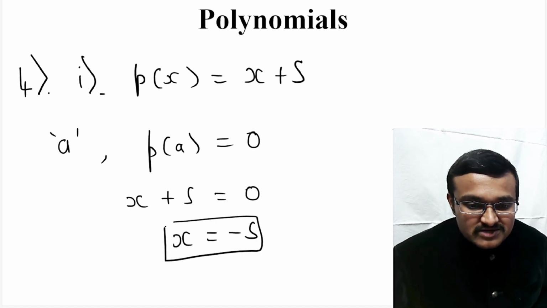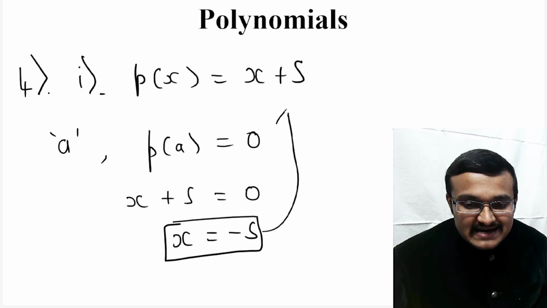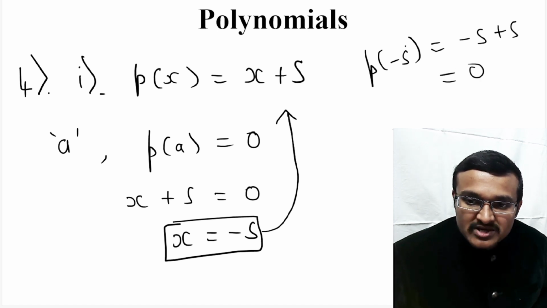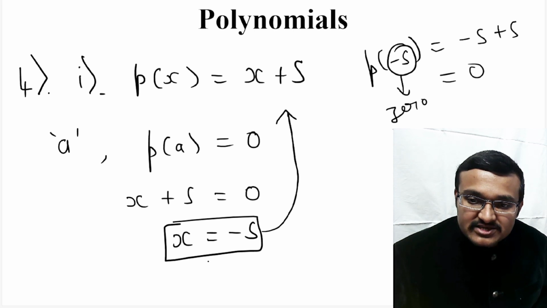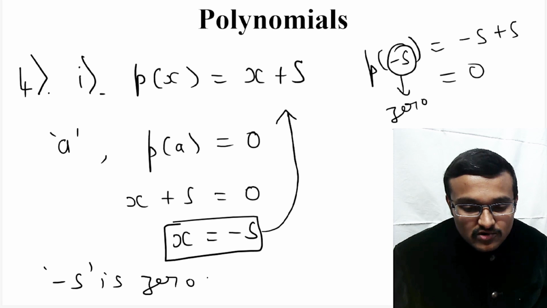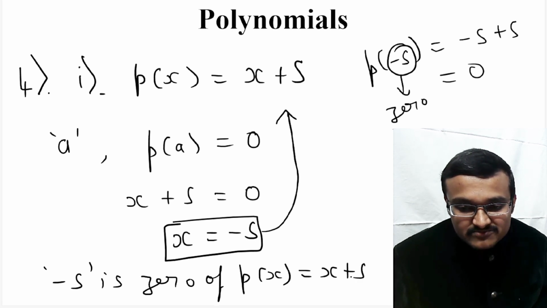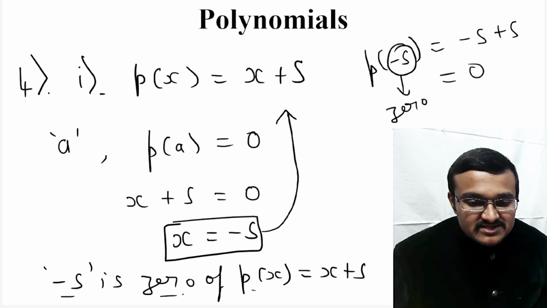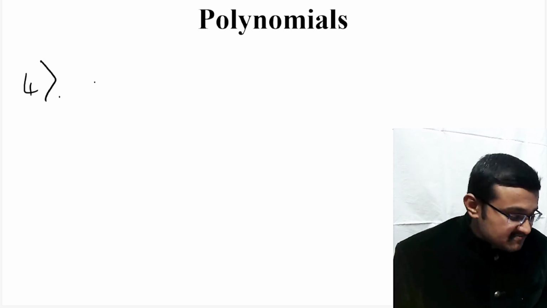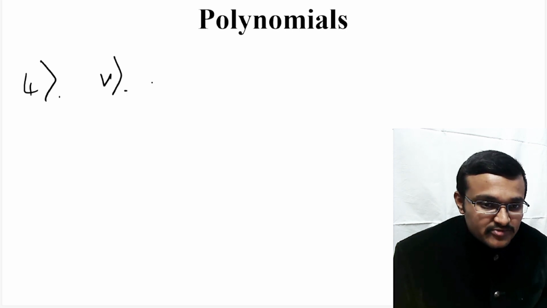Whenever you substitute x as minus 5 in this polynomial, p of minus 5 will be equal to minus 5 plus 5, which is equal to 0. So that means minus 5 is the 0 of this polynomial p of x is equal to x plus 5. So minus 5 is the 0 of the x plus 5 polynomial. Now I will solve one more problem in this fourth question. Let me solve the fifth problem.